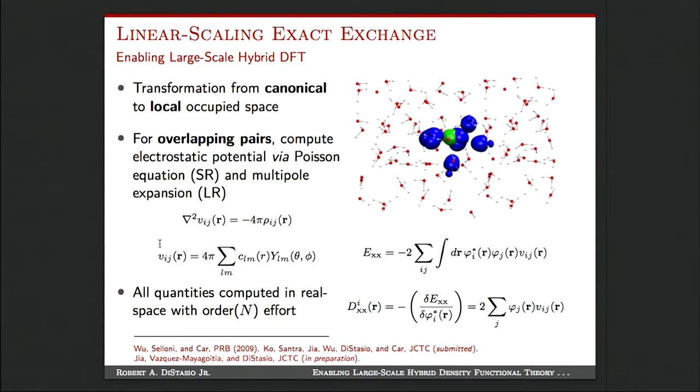So this offers you an approximation-free approach, as long as everything is done correctly, to calculating exact exchange. So we're not throwing things out, right? We're just dealing with them in a different way. So this allows you to compute everything with order N effort, and I'll show that to you in a moment.